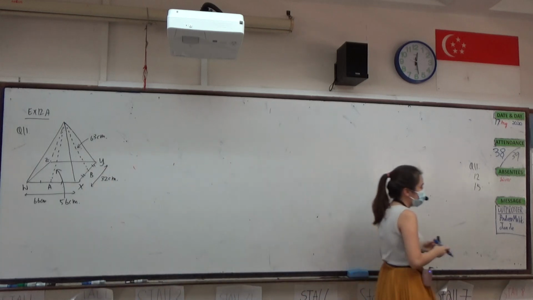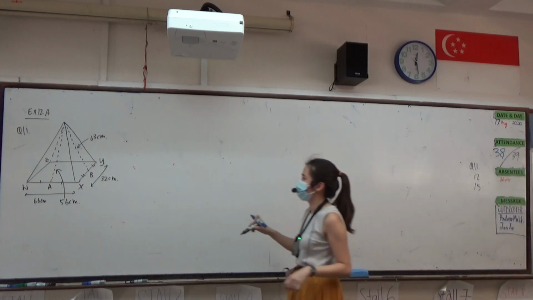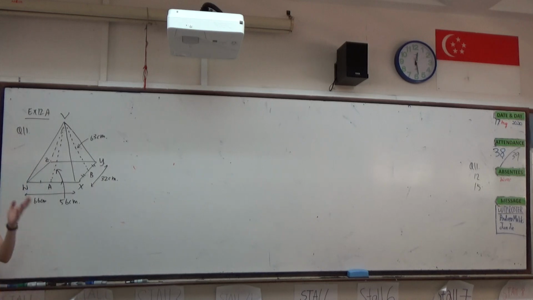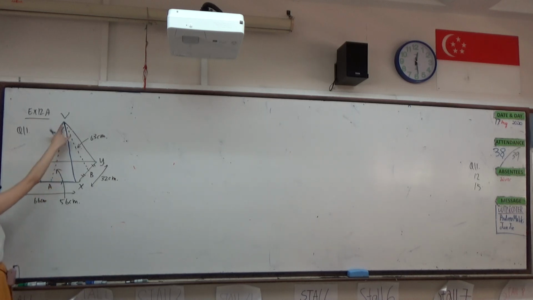So, to find the total surface area, you need to find the area of all the 4 triangles around and also the rectangle at the bottom. So for the triangle that's right in front here, this triangle in front is the same triangle as the one at the back. And to find the area of this triangle VWX, we take half times base times height.